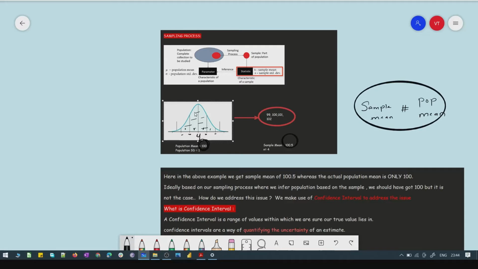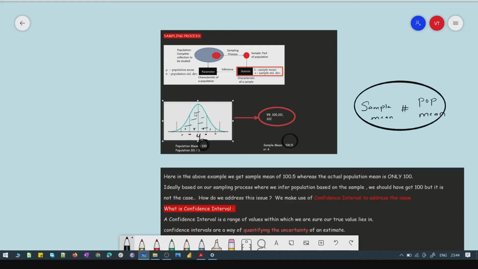This is basically an issue, right? I won't be able to infer anything about the population, because let's say I take a different sample, and then again it will show me a different mean, and then using that I may not be able to infer anything for the population. The reason this is happening is because of the error, the sampling error that we discussed earlier.